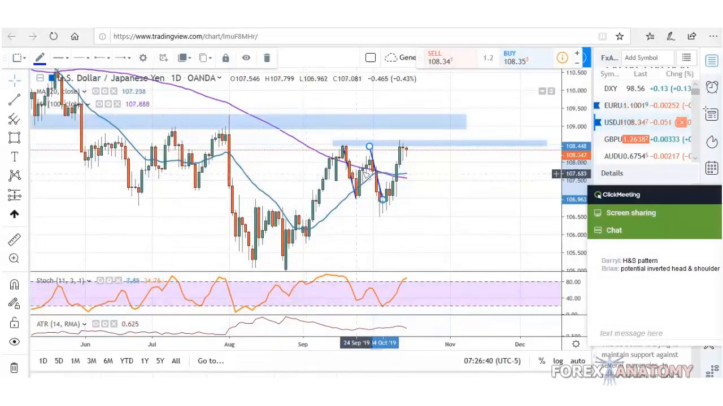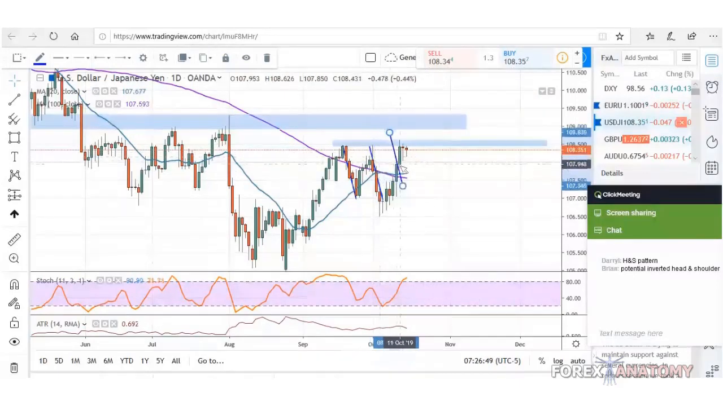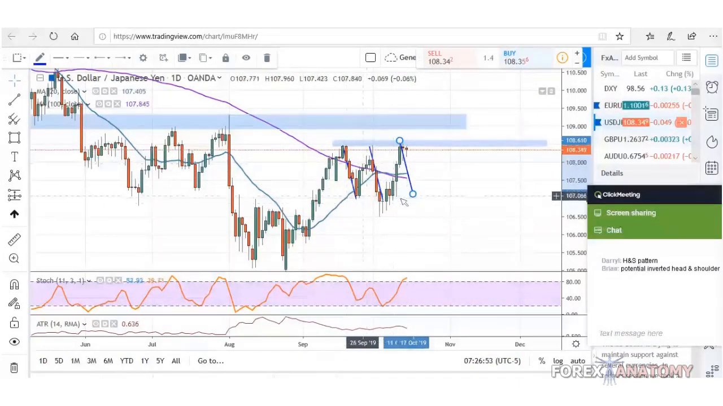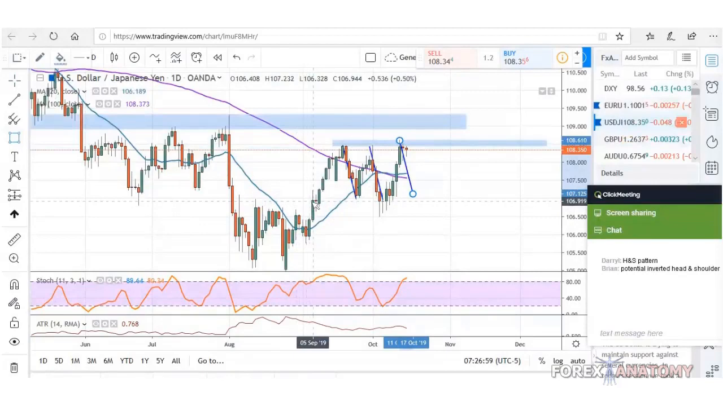Therefore, if we get confirmation that the sellers could be coming in the same zone, then there's a possibility that we could see that same measured move to test these lows down here, right? So then what we want to definitely do is, of course, identify this area as an area of structure support.